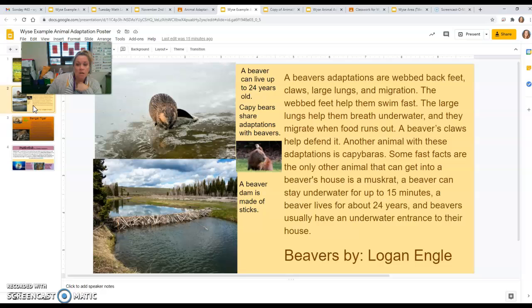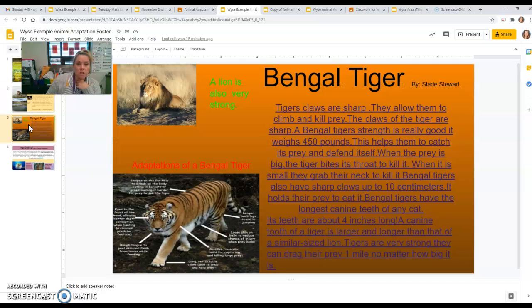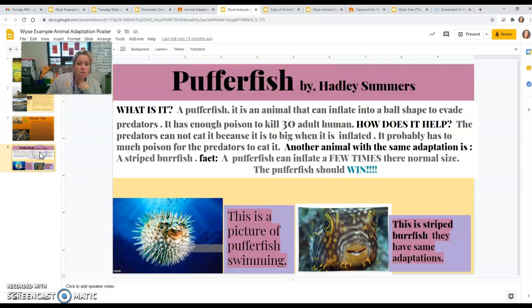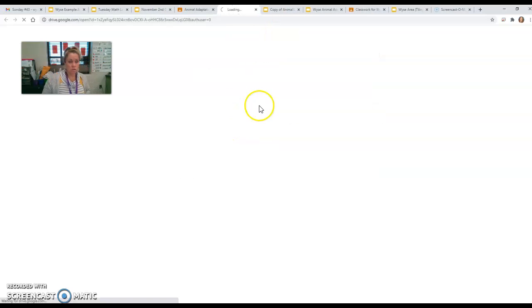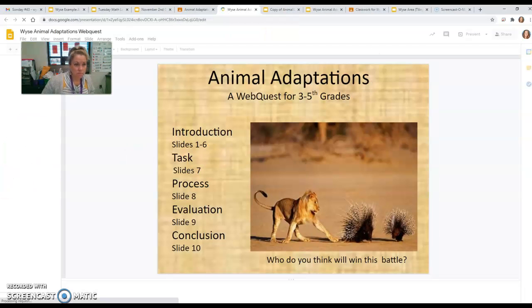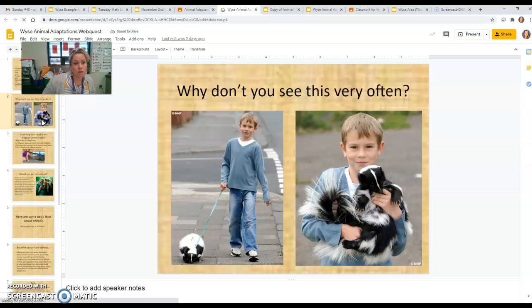Okay, so two fun facts, and then a couple pictures with their name and then the title of the animal they were doing. Here's one about beavers, and you guys can go back and look at these more if you want. The Bengal tiger and the puffer fish. So I added some examples so you can see. And then this is your slide that has some sites where you can do research. You can also just look up the animal adaptations for your animal that you pick.